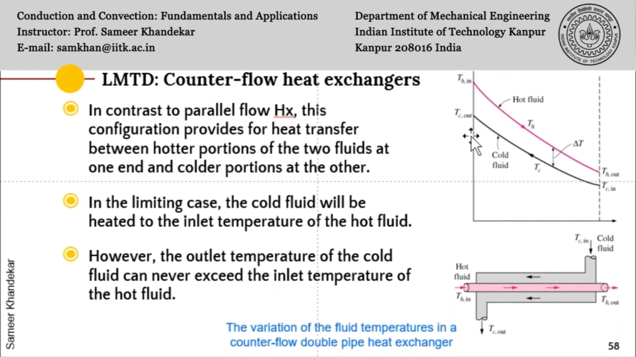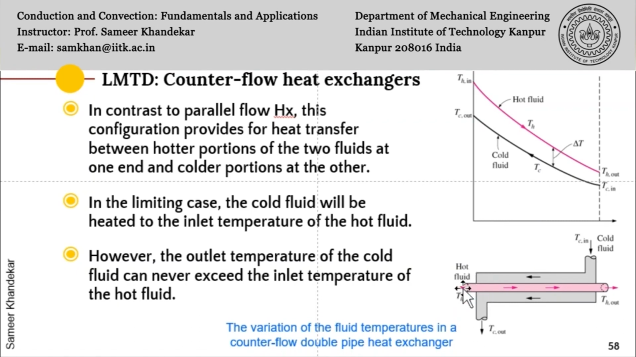Now in a counter flow heat exchanger, you remember in the diagram as seen, the temperature does not vary qualitatively as we have just seen in a parallel flow, because here the hot side fluid is entering from one end of the heat exchanger, the left side in this diagram, but the cold fluid enters from the right hand side. So in contrast to the parallel flow heat exchanger, this configuration provides for heat transfer between hotter portions of the two fluids at one end and colder portions on the other. So the qualitative temperature profile is quite different from a parallel flow heat exchanger.